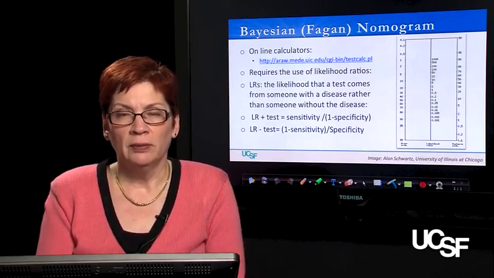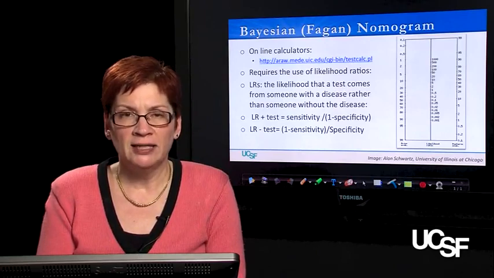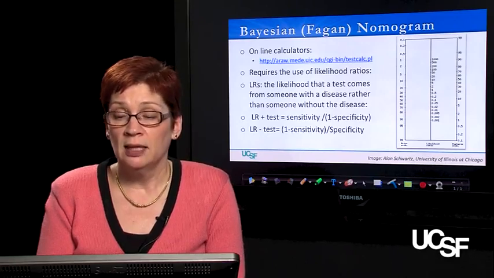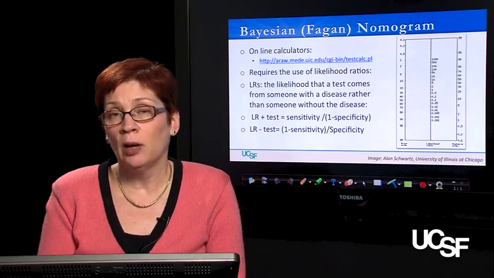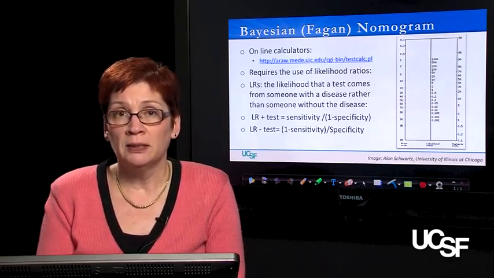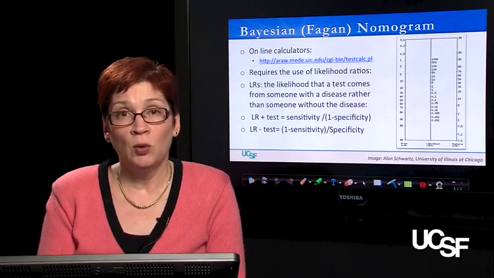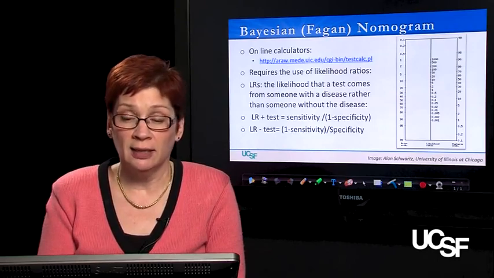So that's the rule of thumb. A good test, but not a fantastic test. That is, a test with a sensitivity and specificity that's less than 99% can move our pretest probability up or down one category based on whether the result is positive or negative, respectively. So that's one way you can use this information in the clinical setting.